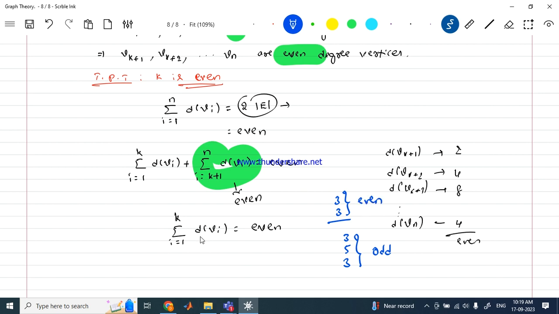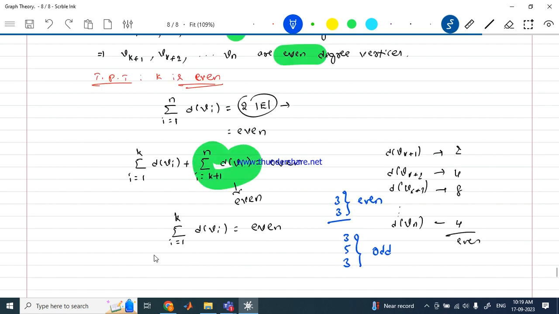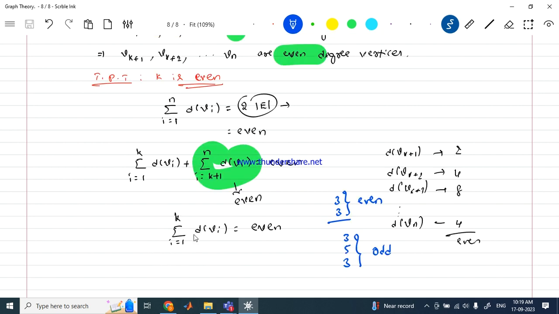Now have a look at this one. This is saying degree of v1 plus degree of v2 plus degree of v3 and so on, degree of vk. If this k is odd, we are adding an odd number of odd numbers. The sum is just counting odd numbers, how many times? An odd number of times. As a result, I am supposed to end up with what? An odd number. But we are saying that this summation should be an even number, and this summation becomes even provided your k itself is an even number. That's all.